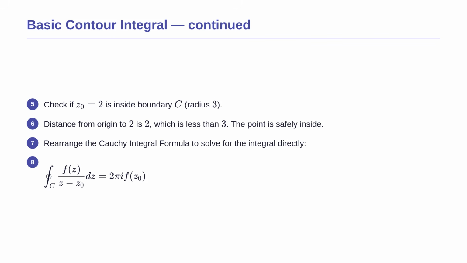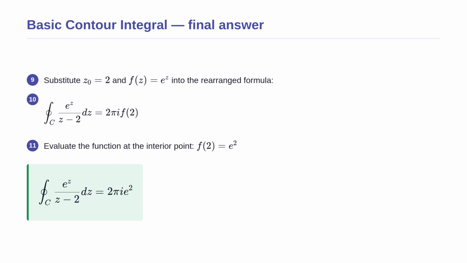We can now rearrange the Cauchy integral formula by multiplying both sides by 2 pi i, allowing us to solve for the integral directly. With our rearranged formula ready, we simply substitute our specific values to find the solution. We replace z0 with 2 and we evaluate our numerator function at that exact point. We calculate f of 2 by plugging 2 into the exponential function, which gives us e squared. Finally, we multiply this by the 2 pi i scaling factor to get our final answer. The result is 2 pi i times e squared.